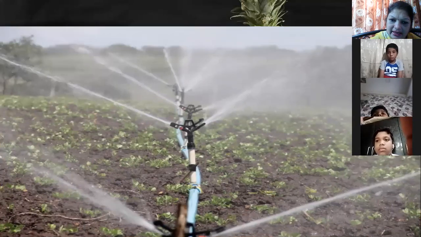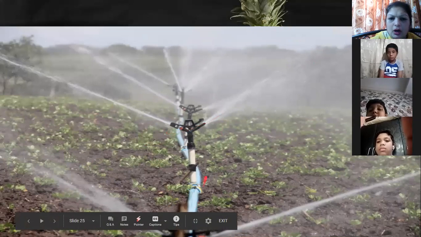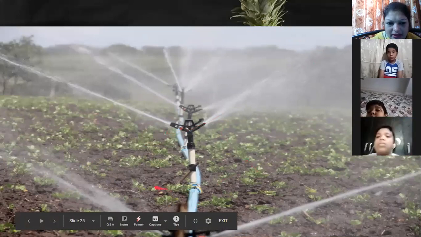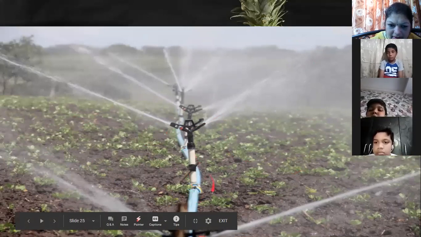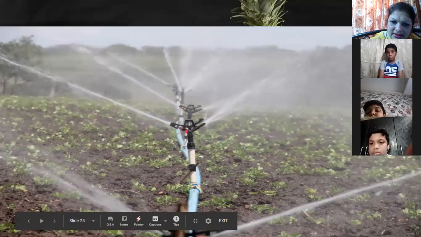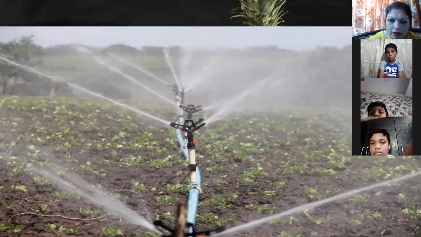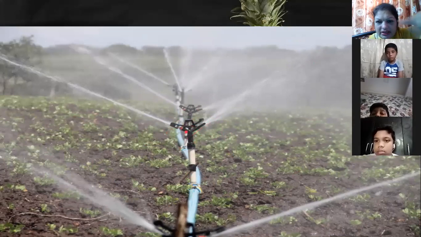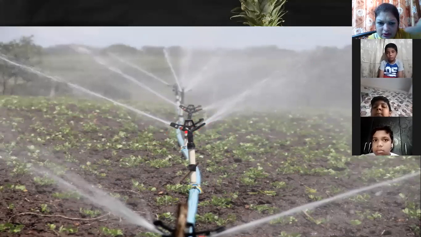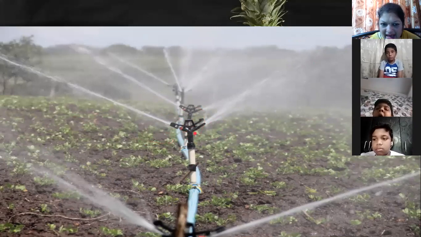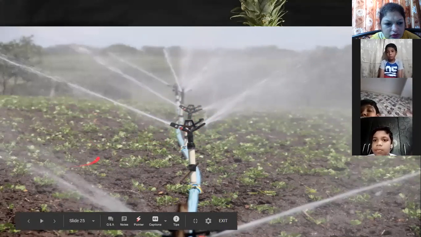Now, see the second method. Here you can see this is also a very useful method. You can see the crops down here, and again this is one single pipe, but this single pipe is connected to the sprinklers. What do you mean by sprinklers? They sprinkle water like a fountain. Yes, so these are sprinklers. They will rotate in a circular motion, and they will sprinkle the water all over the crops.